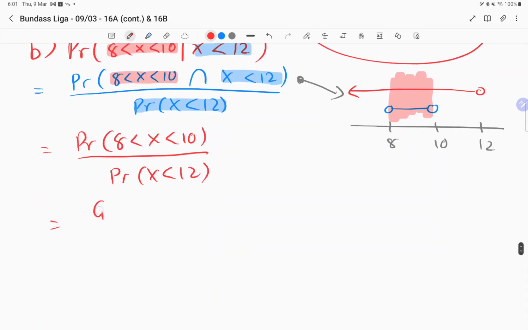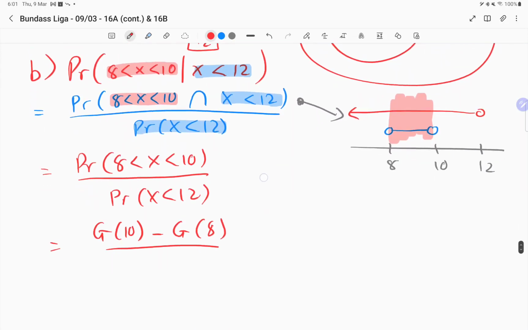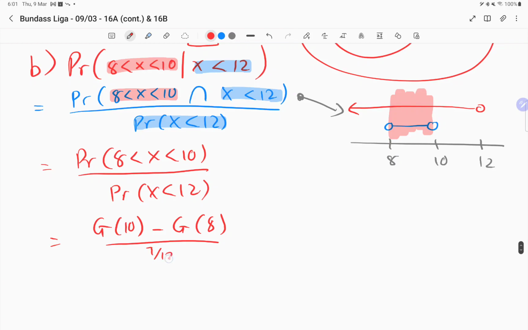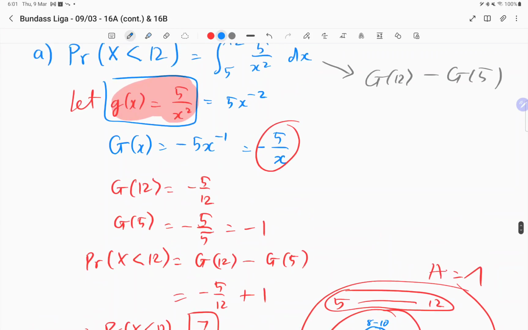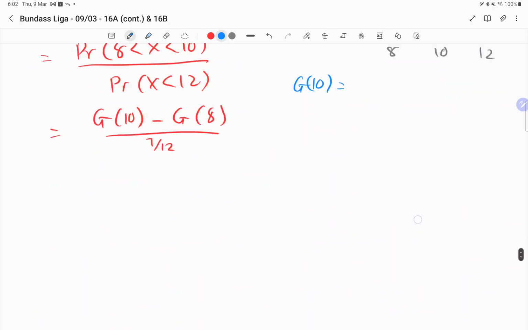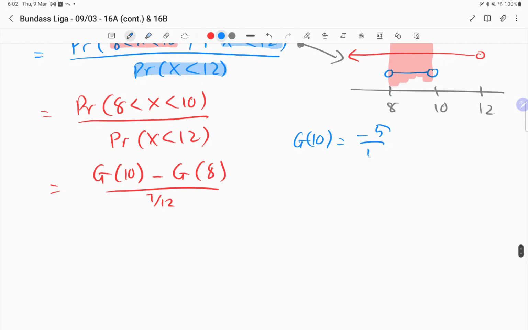So it's the smaller area divided by the bigger area, and that's why we've got that one there. So this one would just be big G of 10. Remember we cast the function to G, so we can use G. So big G of 10 minus big G of 8 over the value on the bottom, what we found earlier, 7 over 12. On the side, you can work out big G of 10 easily. Big G of x is negative 5 over x. So big G of 10 is negative 5 over 10, which is negative 1 over 2. And then big G of 8 is negative 5 over 8. Can't simplify that.